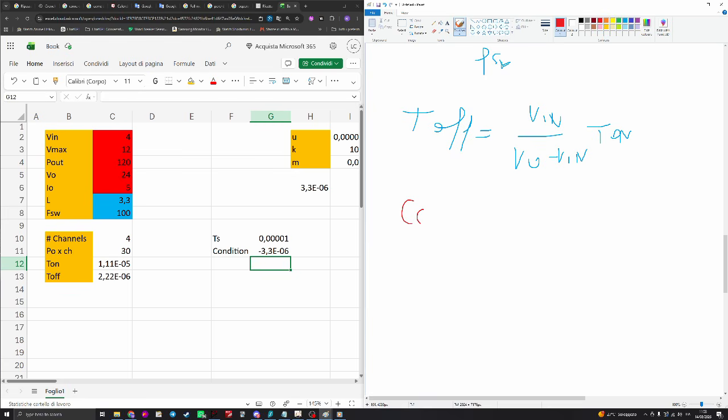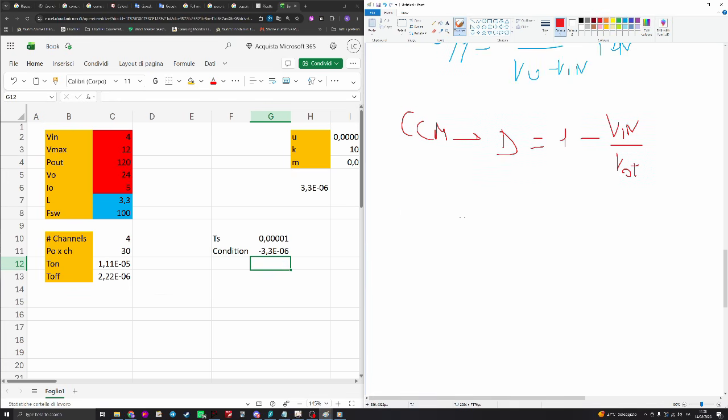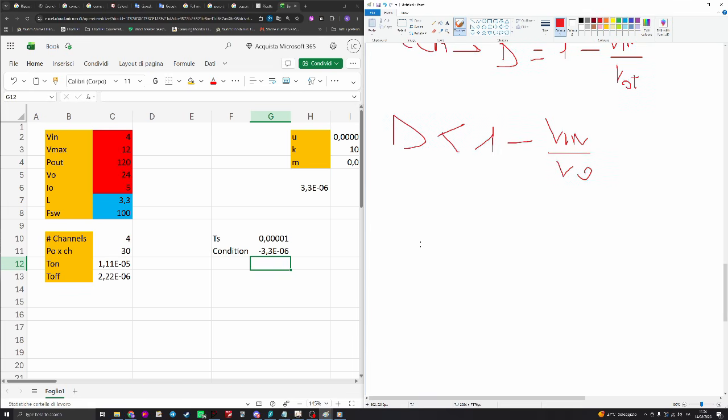So the CCM condition was that the duty cycle is equal to 1 minus V in minus V out. If you fall in this condition, you are in CCM, okay? So you have to stay away from this condition, which means that the duty cycle has to be less than 1 minus V in minus VO.